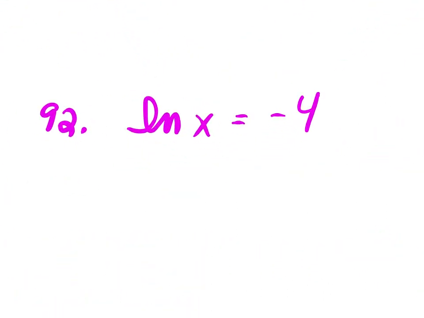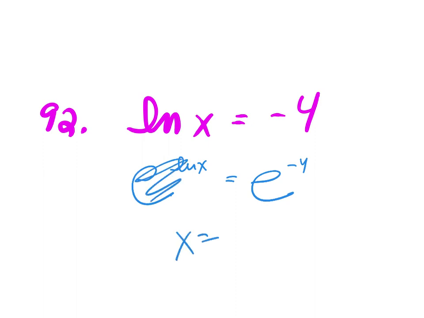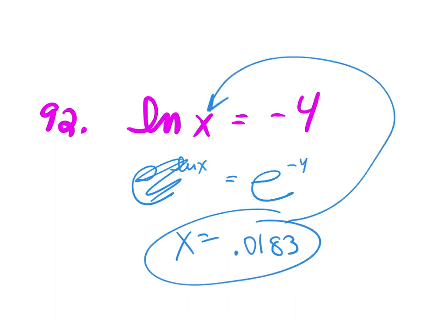Here, guys, I'm starting with the natural log. What's the opposite of natural log? E. So I'm going to say e to the ln x equals e to the -4. E and ln cancel. I get x equals e to the -4 power. Gives me 0.0183. Take that, plug it in, see what you get.